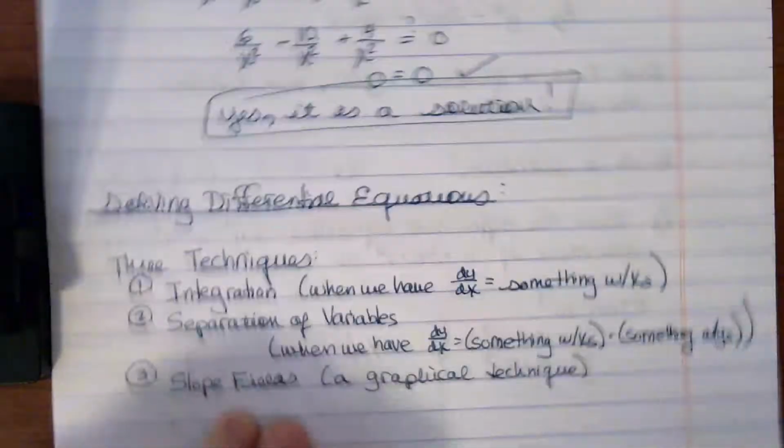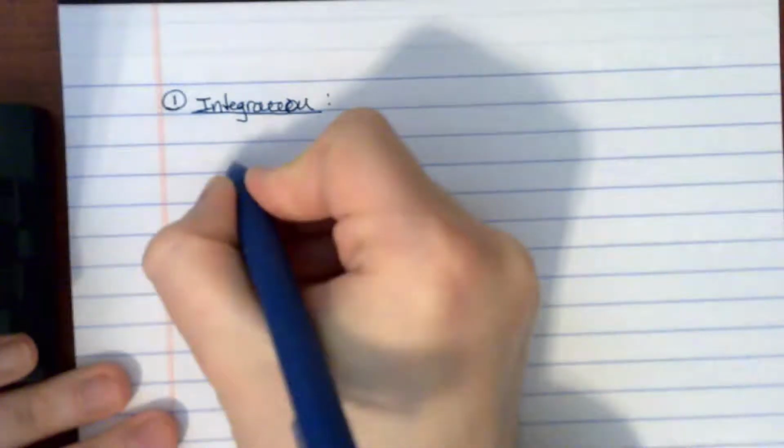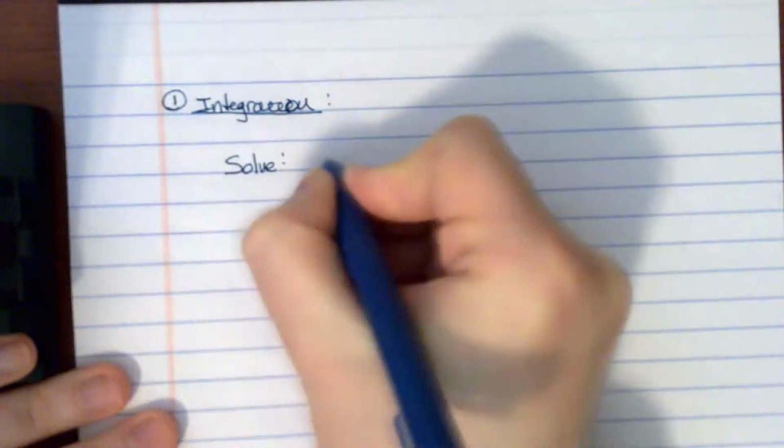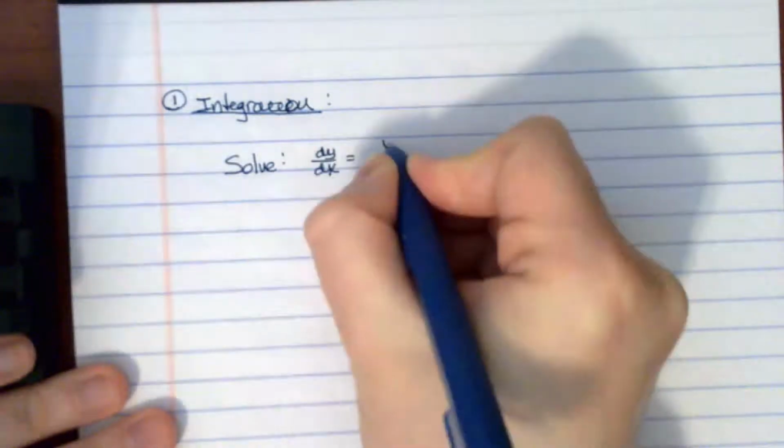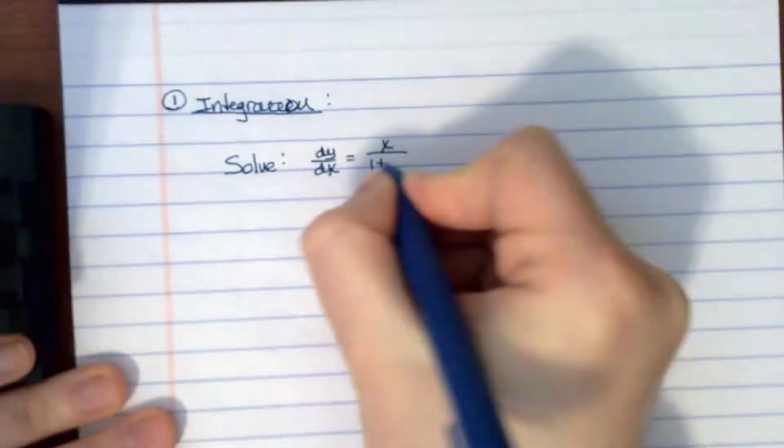So the first method we're going to deal with is just straight integration. And again, as I said, this is when we have something in the form dy/dx equals something with just x's in it. I want to solve the differential equation dy/dx equals x over 1 plus x squared.